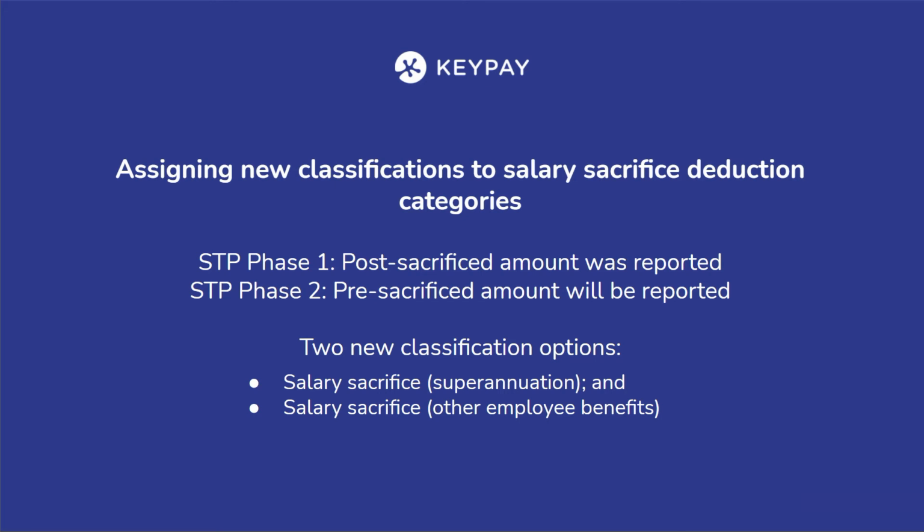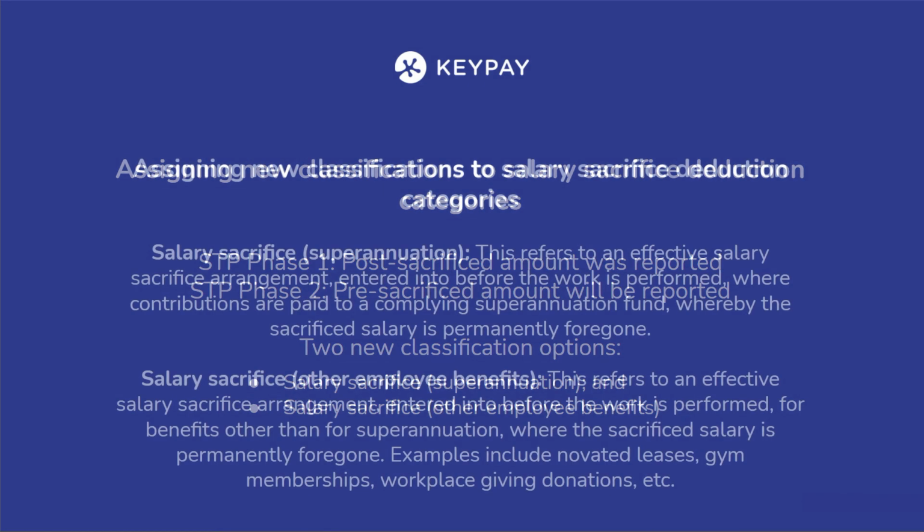As Phase 2 reporting requires salary sacrifice amounts to be itemized, we will be adding 2 new classification options to the deduction category settings to meet these requirements. The new options will be available in the platform from the 19th of October onwards, and they are as follows: Salary Sacrifice Superannuation and Salary Sacrifice Other Employee Benefits. The classifications are defined as follows.